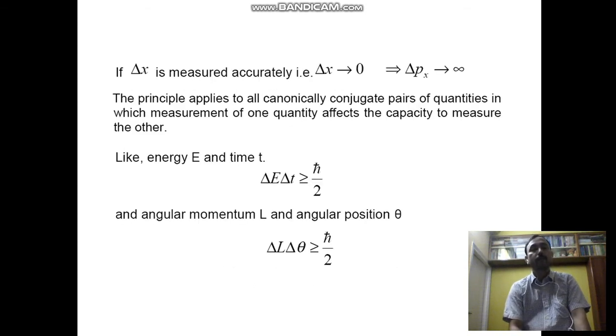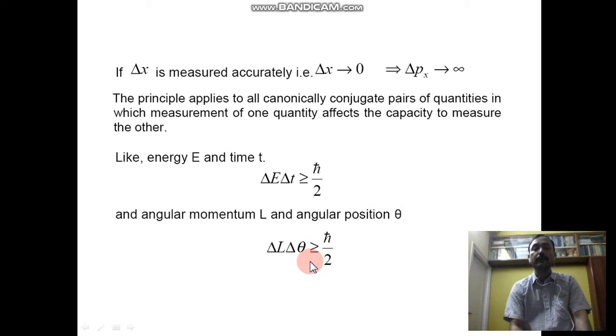This principle applies to all canonically conjugate pairs of quantities in which measurement of one quantity affects the capacity to measure the other, like energy and time. Here the energy time uncertainty is delta E delta T greater than or equal to h cut by 2, and the angular momentum angular position uncertainty is delta L delta theta greater than or equal to h cut by 2.